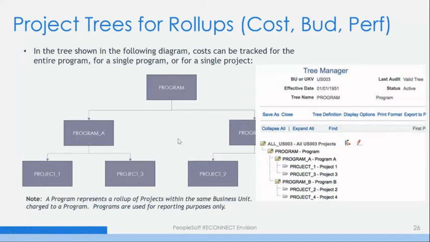We talked about project trees earlier. This gives you a depiction of how trees can be built. You can decide how many levels are in the tree and how your projects roll up. So you may have a master program with multiple programs rolling up to it at your level 2. In this example, you have program A and program B on the right, and then you have individual projects rolling up to those programs.